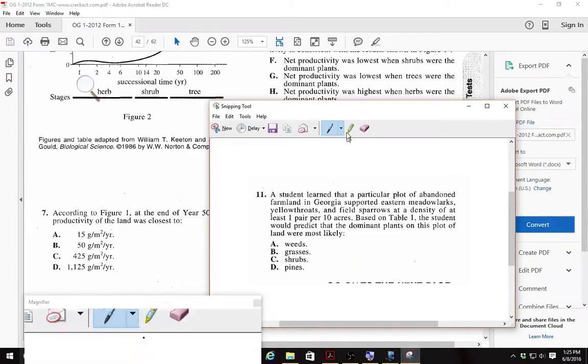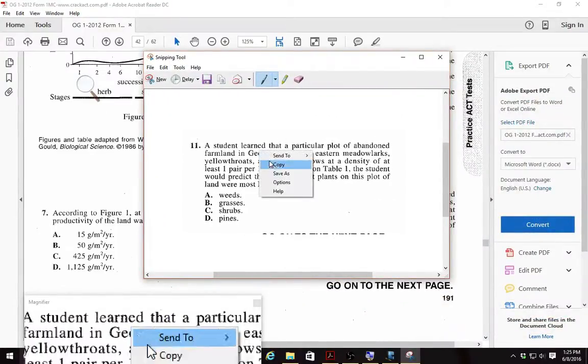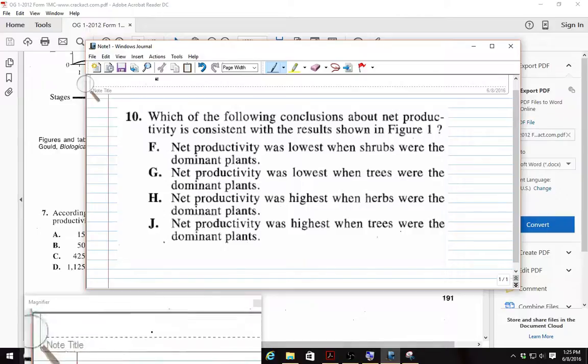That's not what I meant to do. Let's copy this and paste it into the Windows Journal.